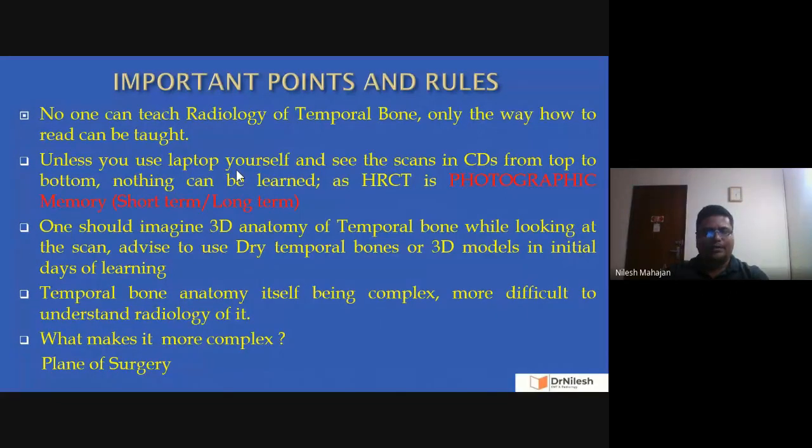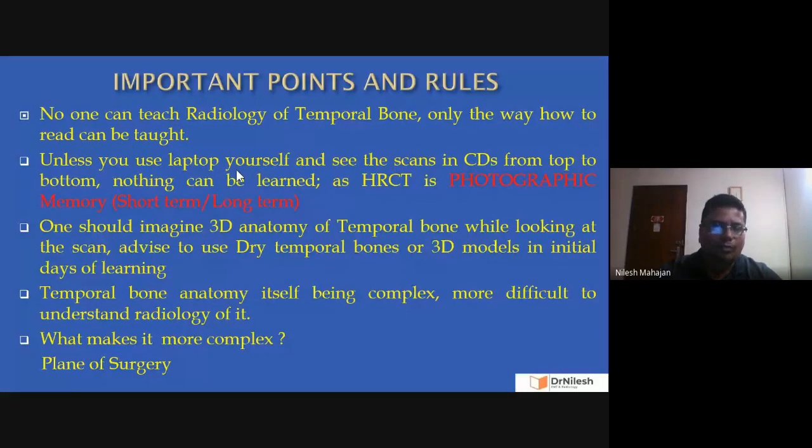Or nowadays a lot of websites are also there where you can use 3D models in the initial days of learning. Temporal bone anatomy itself is very complex. It is the most complex bone in the body, so it's very difficult to understand its radiology. First of all, anatomy is very difficult, and then you want to see it radiologically. That's why it becomes difficult.